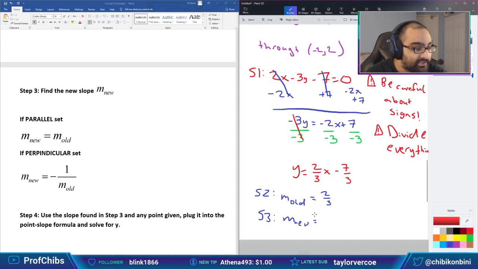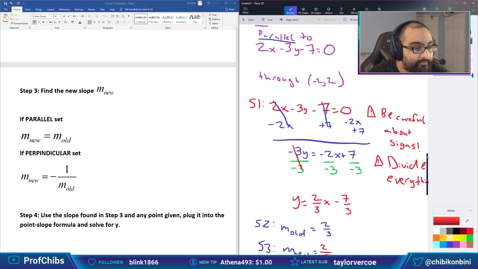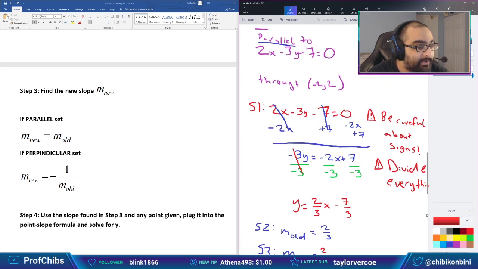That is correct. The answer is also 2/3. The new slope should equal the old slope. Yes, it is parallel. I think that's probably what had 3 people off. So I underlined it up here. We have a parallel case here.